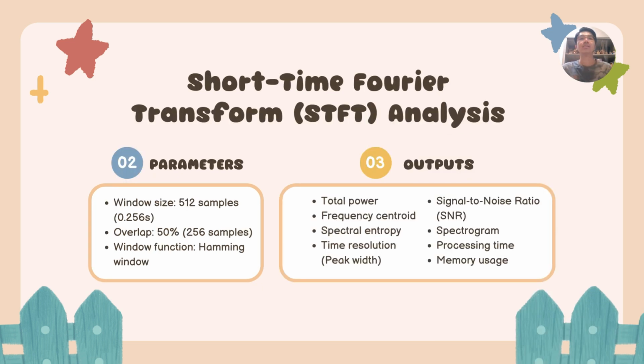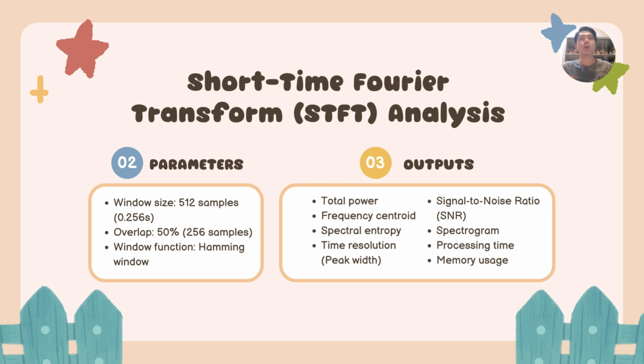In this study, a window size of 512 samples, or about 0.256 seconds, is used to balance time and frequency resolution. A 50% overlap is used to ensure smooth transition between segments. A Hamming window was applied to reduce spectral leakage, which minimized artificial frequency caused by the sharp edges in the windows.